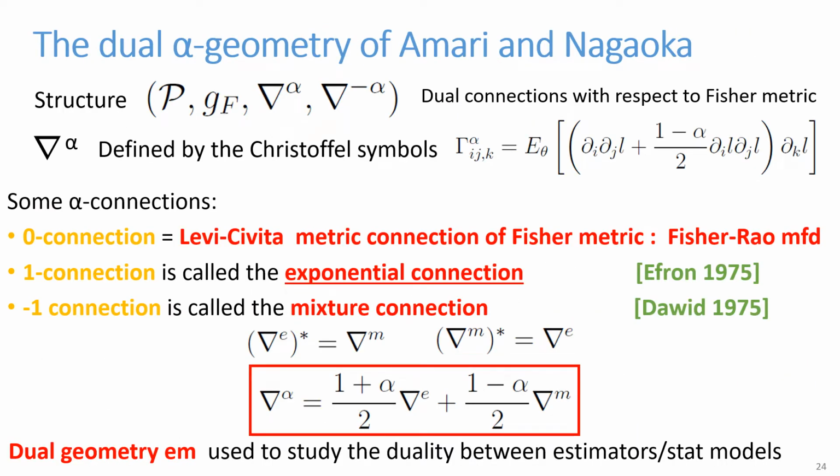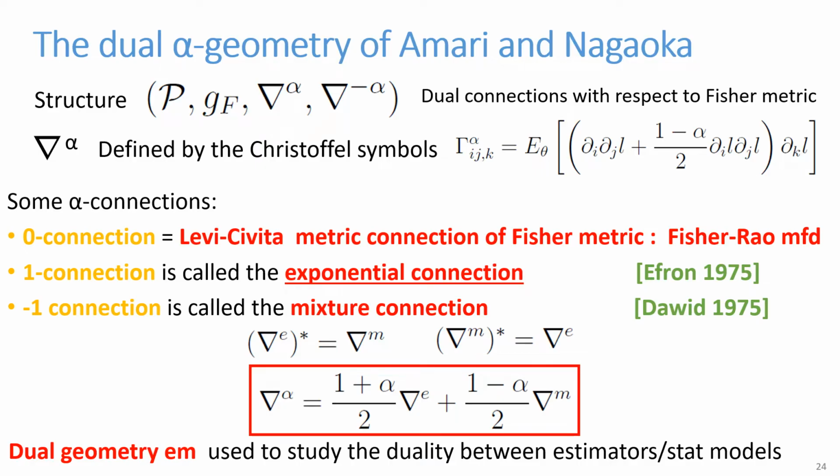Let us explain the alpha geometry, which is the dual information geometric structure with the alpha connection and minus alpha connection. The formula to calculate the Christoffel symbols of this alpha affine connection is shown here. It relies on the expectation with respect to the statistical model. The minus alpha connection is dual to the alpha connection with respect to the Fisher information metric.